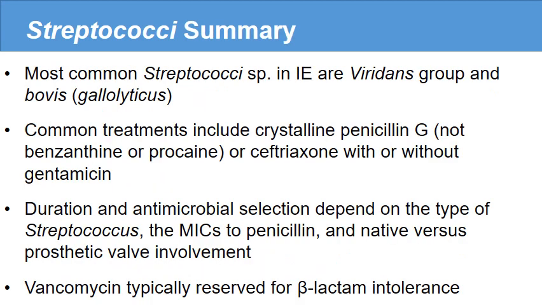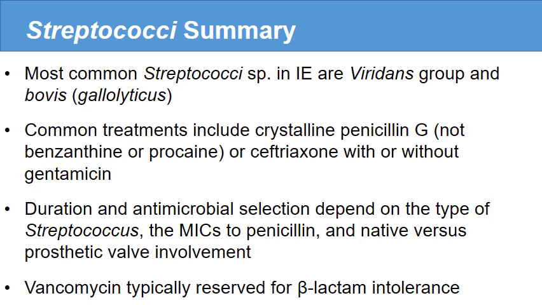So that was kind of a lot of information about streptococci. As I said, I don't expect you to know everything word for word, but do understand that viridans group strep and strep bovis, which is also known as gallolyticus, are the two most common strep that are implicated in infective endocarditis. The treatment for these organisms is usually something with penicillin G or ceftriaxone. Again, don't use benzathine or procaine.